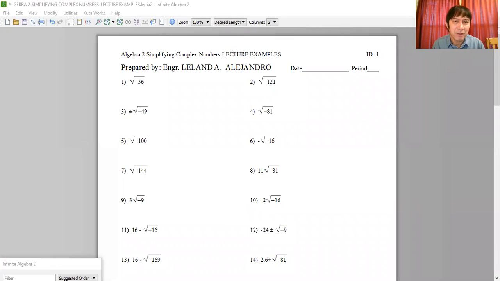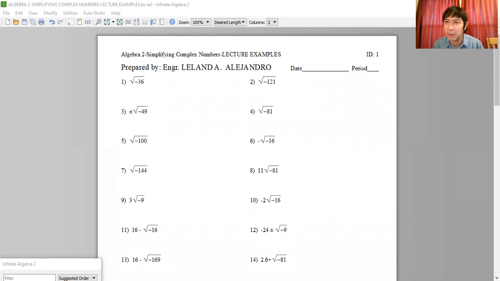So in simplifying complex numbers, we're going to consider some concepts like the square root of -1 and real numbers. Okay, so let us see the examples in our problem set. Here's the problem set, the other screen. All right, so we have here the lecture examples, and we're going to solve them one by one.